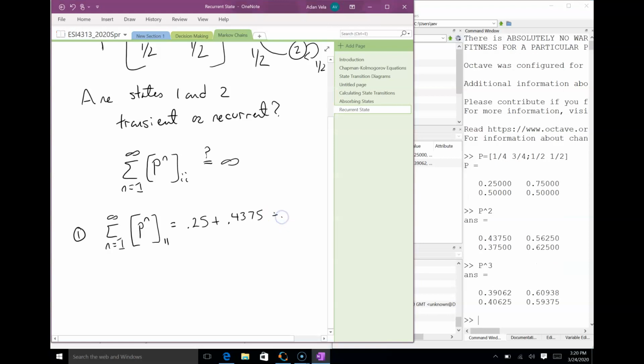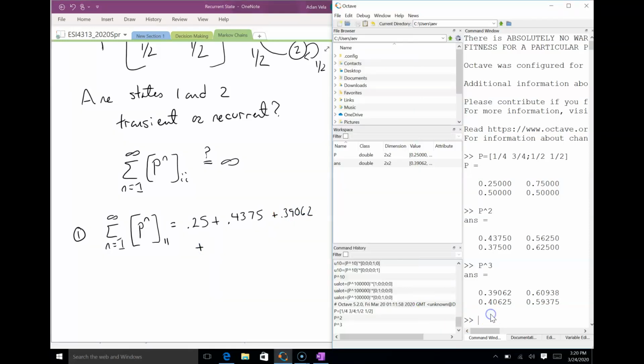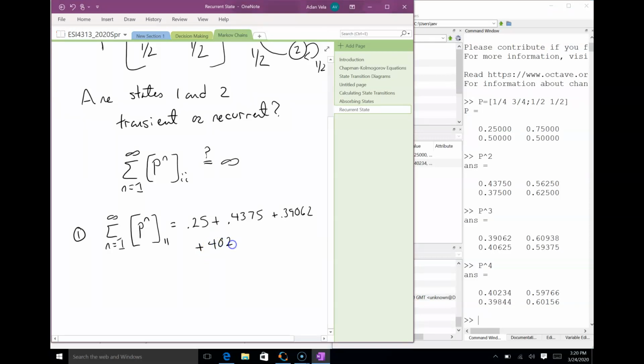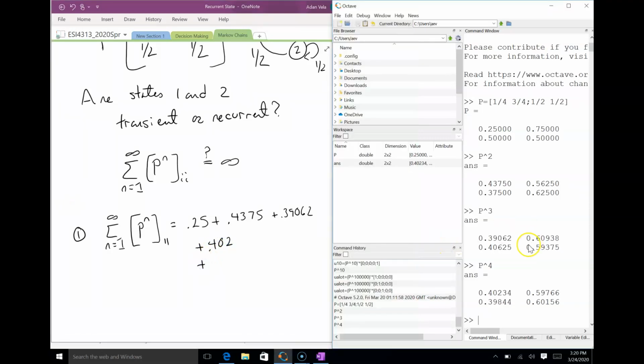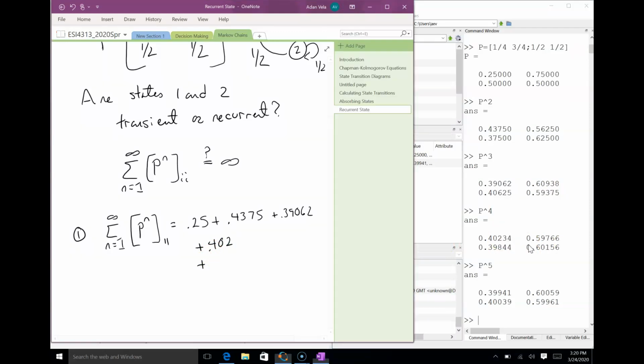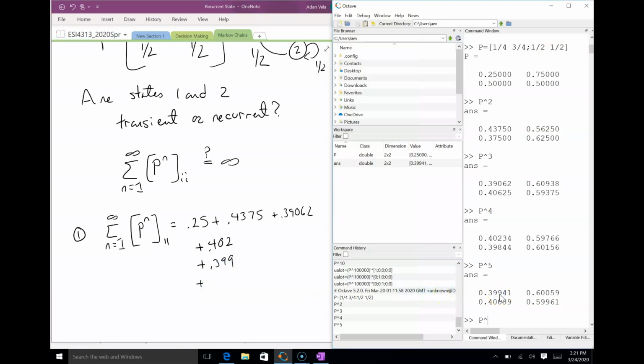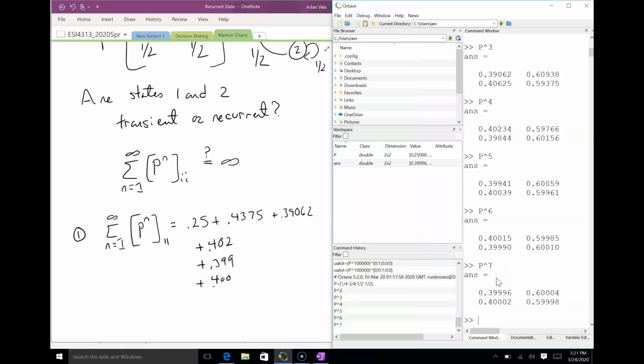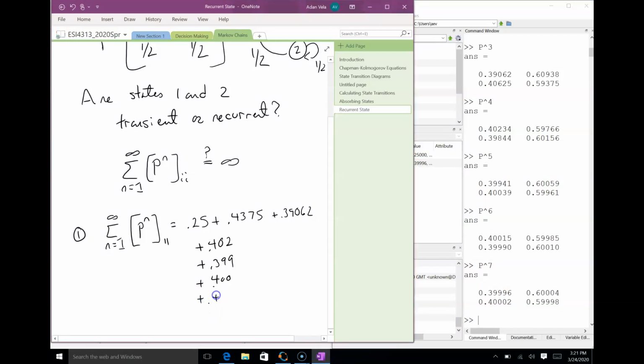We're now going to take p to the third power, and we get 0.39062. Let's take it to the fourth, and I'll do this a bunch of times. 0.402, 0.399, 0.400. There's actually a 1.5, but I'm just going to round. Take it to the seventh. Again, we get pretty much 0.400.